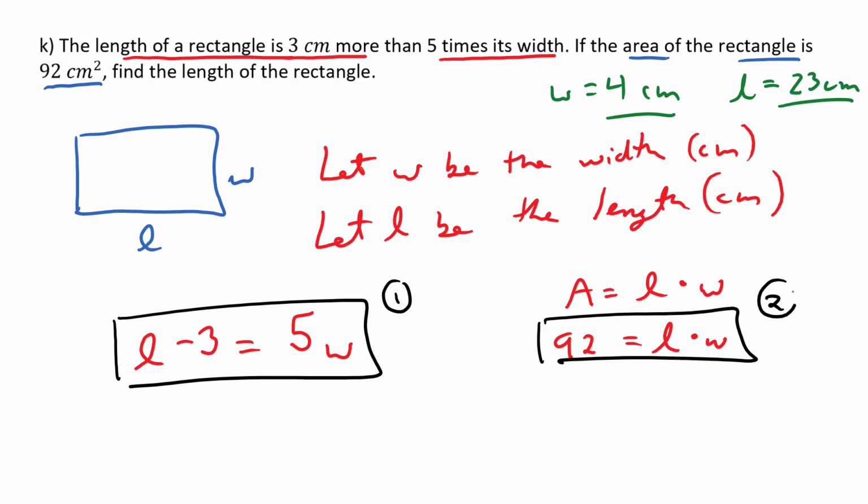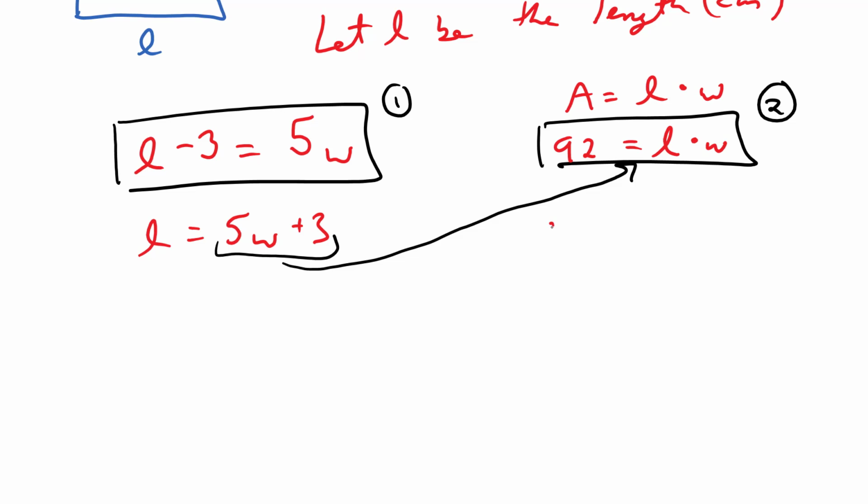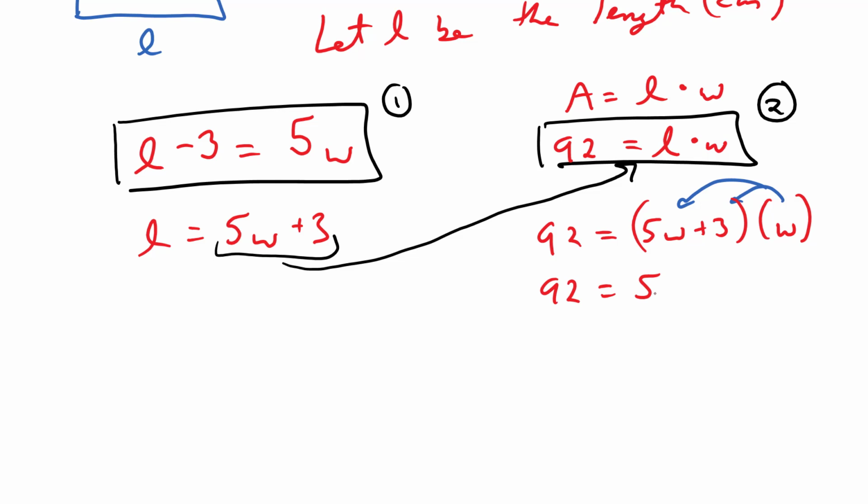Here is equation 2. I'm just going to leave the units out for now. What do I do now? Well, let's solve for L over here. L is equal to 5W plus 3. And now we can substitute in for L over here. Let's do that now. 92 equals (5W plus 3) times W. Distribute my W here and here. 92 equals 5W squared plus 3W.